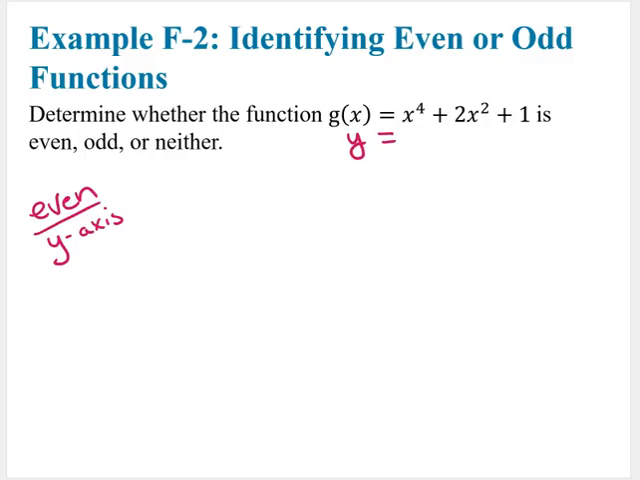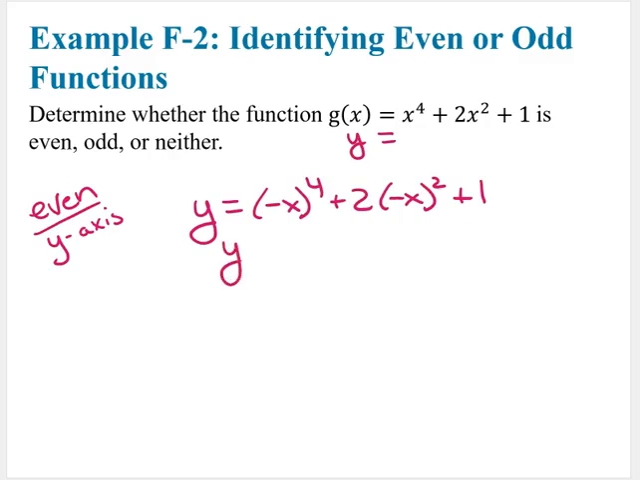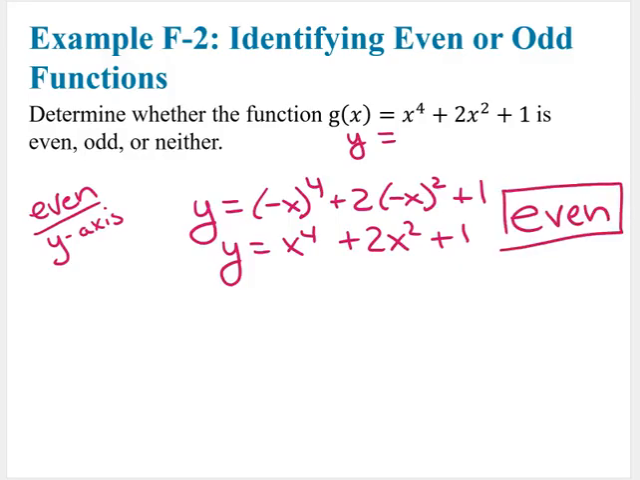So if I'm testing for y-axis, I'm going to make all the x's negative. So y equals negative x to the 4th power plus 2 times negative x squared plus 1. Notice if you take a negative number to an even power, it's still going to be positive. So this is going to be y equals positive x to the 4th plus 2x squared plus 1. So notice you do get exactly the same. So this function is even. Okay, it does have y-axis symmetry.